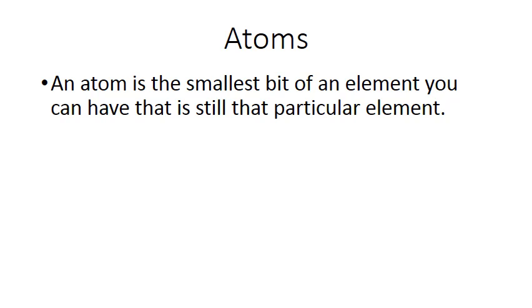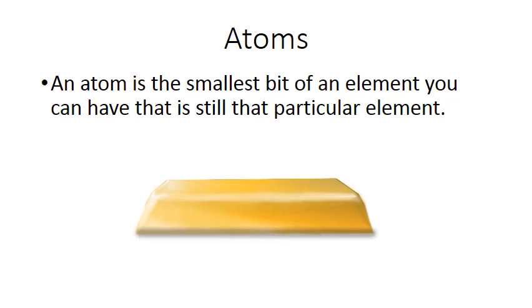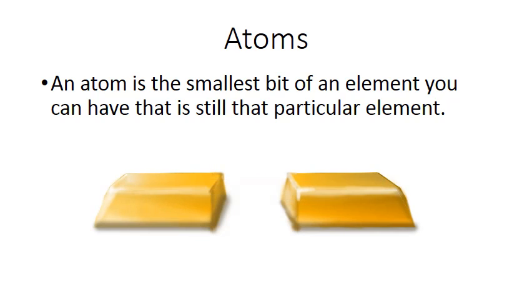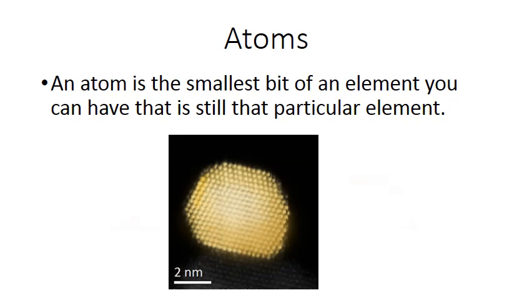If we take an element, let's say gold, if we take a bar of gold and we split it in half, what we now have is two pieces of gold. They're slightly smaller. So let's keep doing that. Let's split it again and again and again until we get smaller and smaller pieces of gold. Eventually you'll have a piece of gold so small that you can see the individual atoms that make it up. That's how small it is.